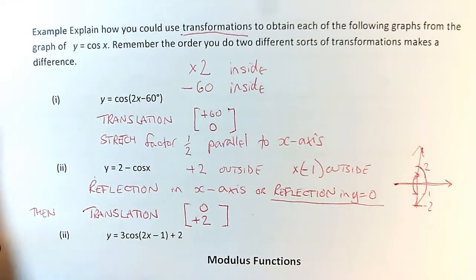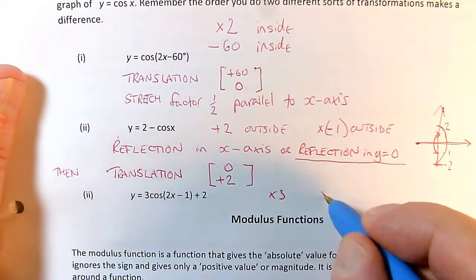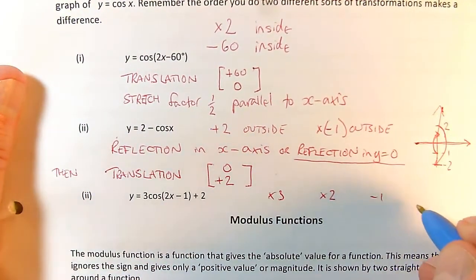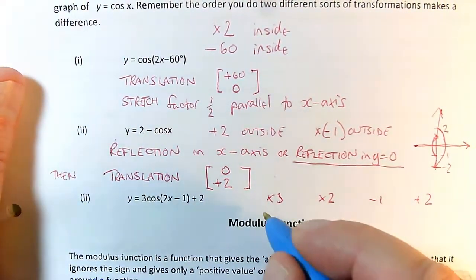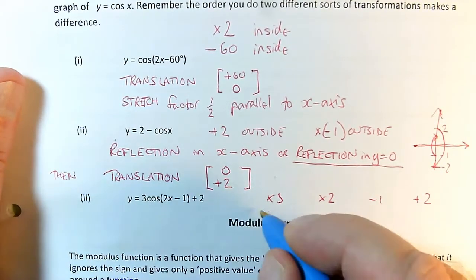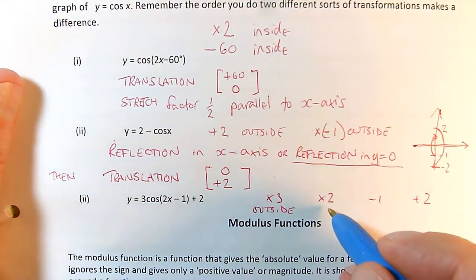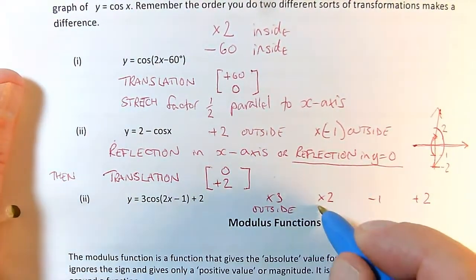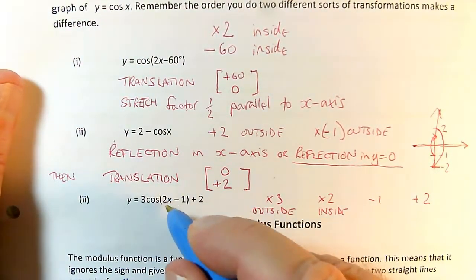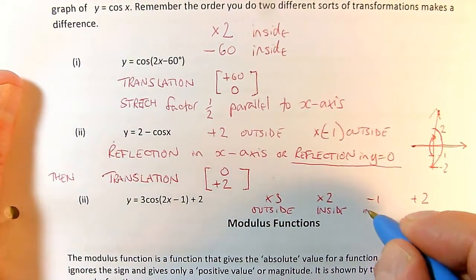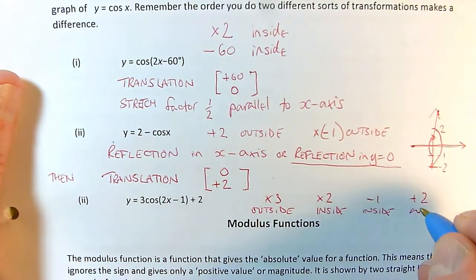And then for the third one, we're putting everything together. I can see a 3, so I've got a times 3 going on. I've got a times 2 going on. I've got a -1 going on, and I've got a +2 going on. So the first thing I do is decide whether each is inside or outside. That 3 is in front of the cos, so that's outside. The times 2 is inside, and the -1 is inside the cos, because the cos is applying to 2x -1. And the +2 is after the cos is over, so this is outside.